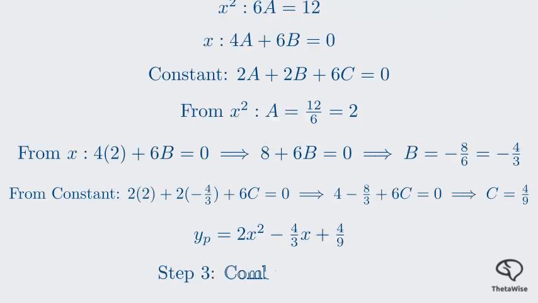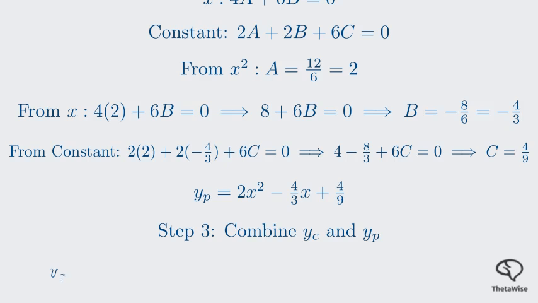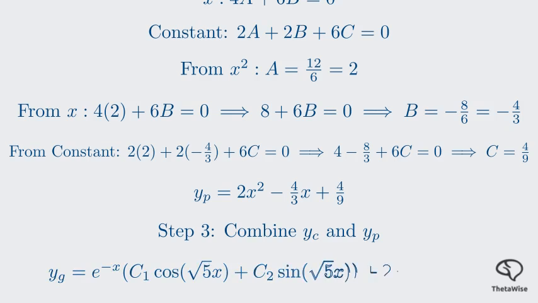Step 3. Combine yc and yp. The general solution is the sum of our complementary and particular parts. It's a bit long, but we found it systematically. The key is the expansion and equating of coefficients.